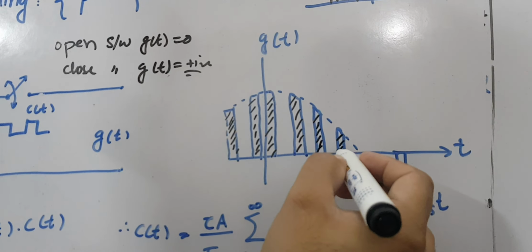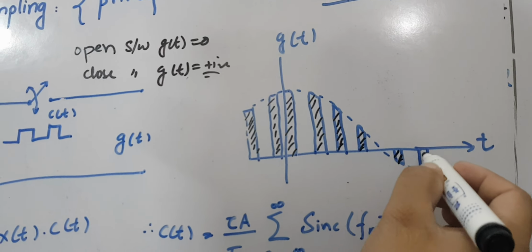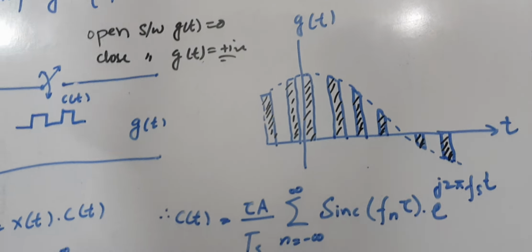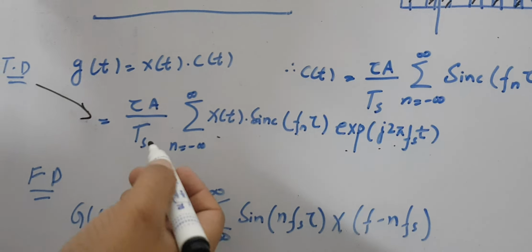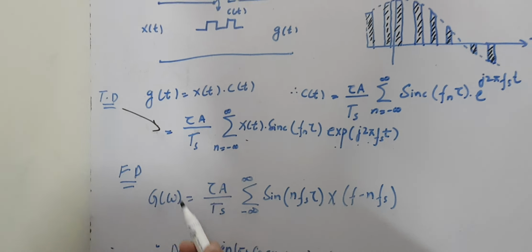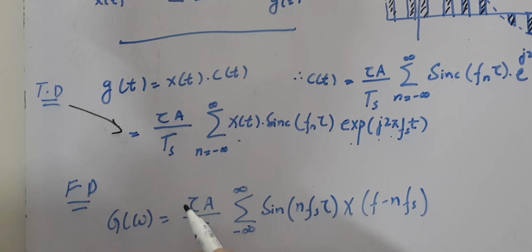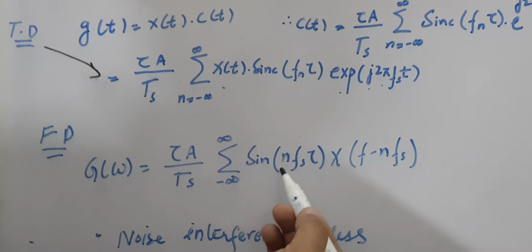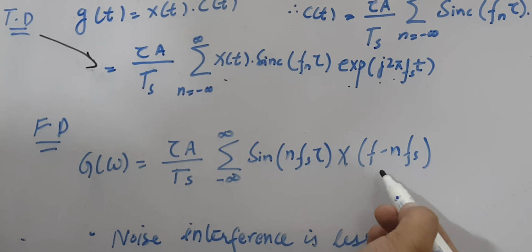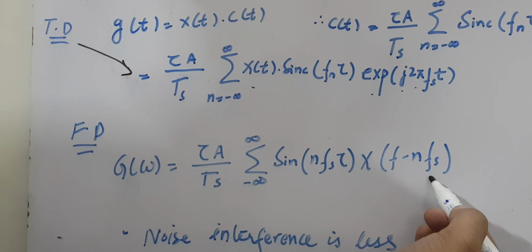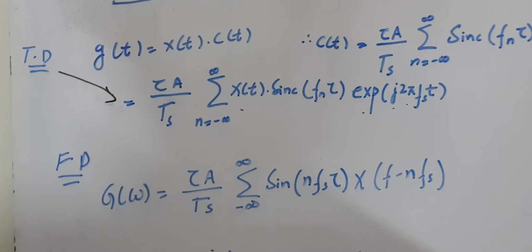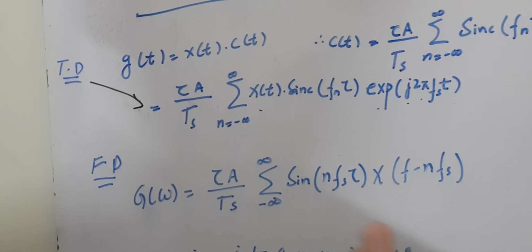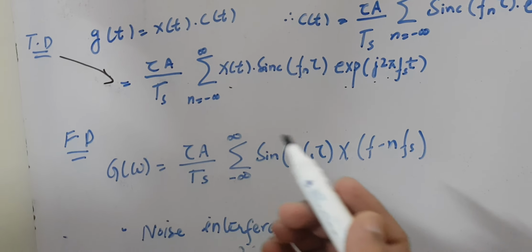Which has certain width means that the pulses have more energy as compared to the ideal frequency. So you can write in terms of frequency domain as well. So frequency domain: tau a ts, and then sinc of f tau times f minus n of fs. So this type of sampling has less noise interference, and it is practically used.